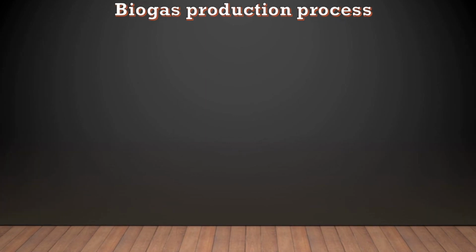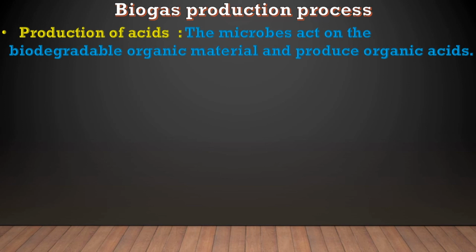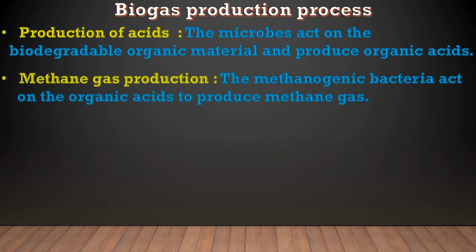Let us discuss two important steps in the production of biogas. The first step is production of acids. The microbes act on the biodegradable organic material in the biogas plant and produce organic acids. The second step is production of methane gas from those acids. The methanogenic bacteria act on the organic acids and produce methane gas.